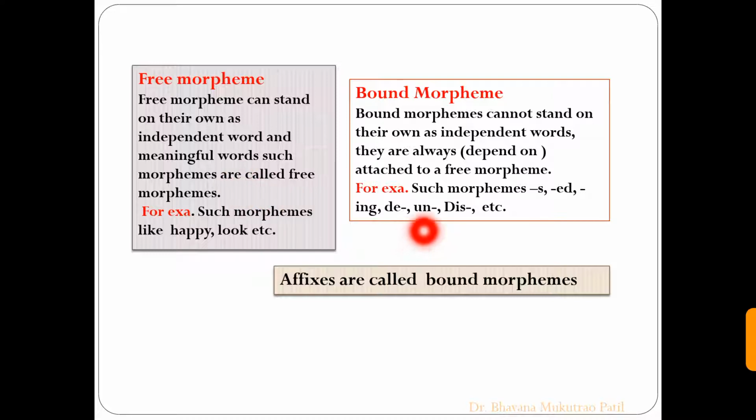Now let us see, un is a bound morpheme. How do we add it to a free morpheme? Whenever we want the negative meaning of happy, we add un to happy. Happy is a free morpheme, un is a bound morpheme. So we get the word unhappy, the opposite of happy, by adding un. So un is an affix. Bound morphemes are in the form of affixes. Affixes means to join before or at the end of the word. Affixes are called bound morphemes.